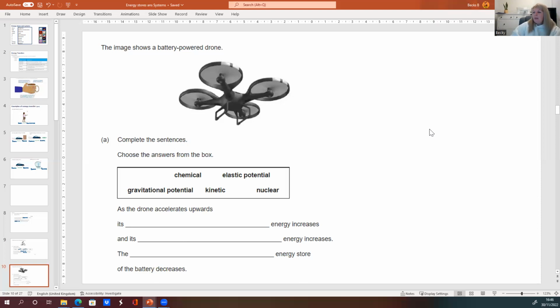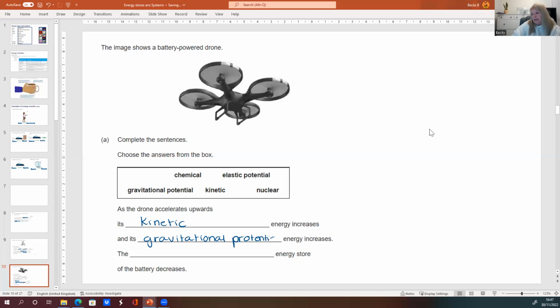Okay, let's have a look at this one. So as the drone accelerates upwards, thinking about that movement upwards should give you a clue straight away. It's something energy. So something energy increases, so it's got two types of energy that are increasing as it's accelerating upwards. It wouldn't matter which way around you put these. We're going to have kinetic, because it's accelerating, it's starting to move, so its kinetic energy is going to increase, and its gravitational potential, because as we're lifting something up, it's got the potential to fall due to gravity.